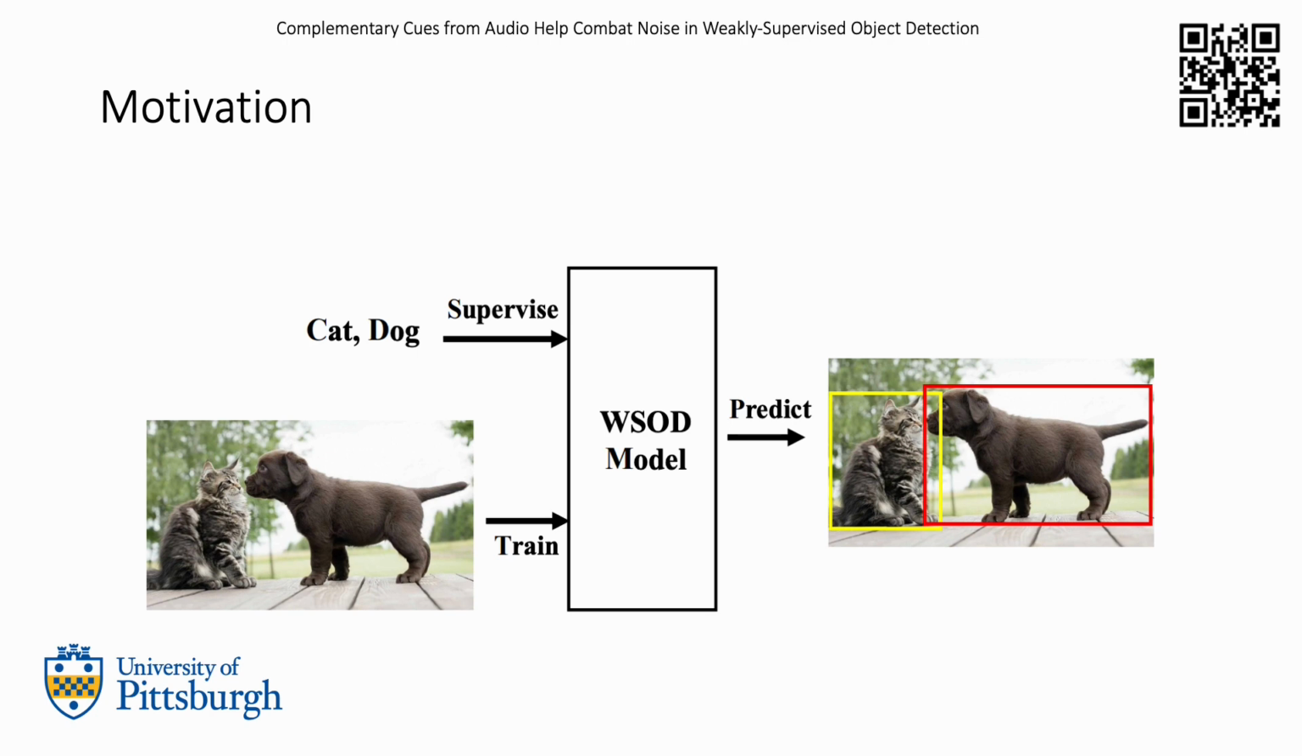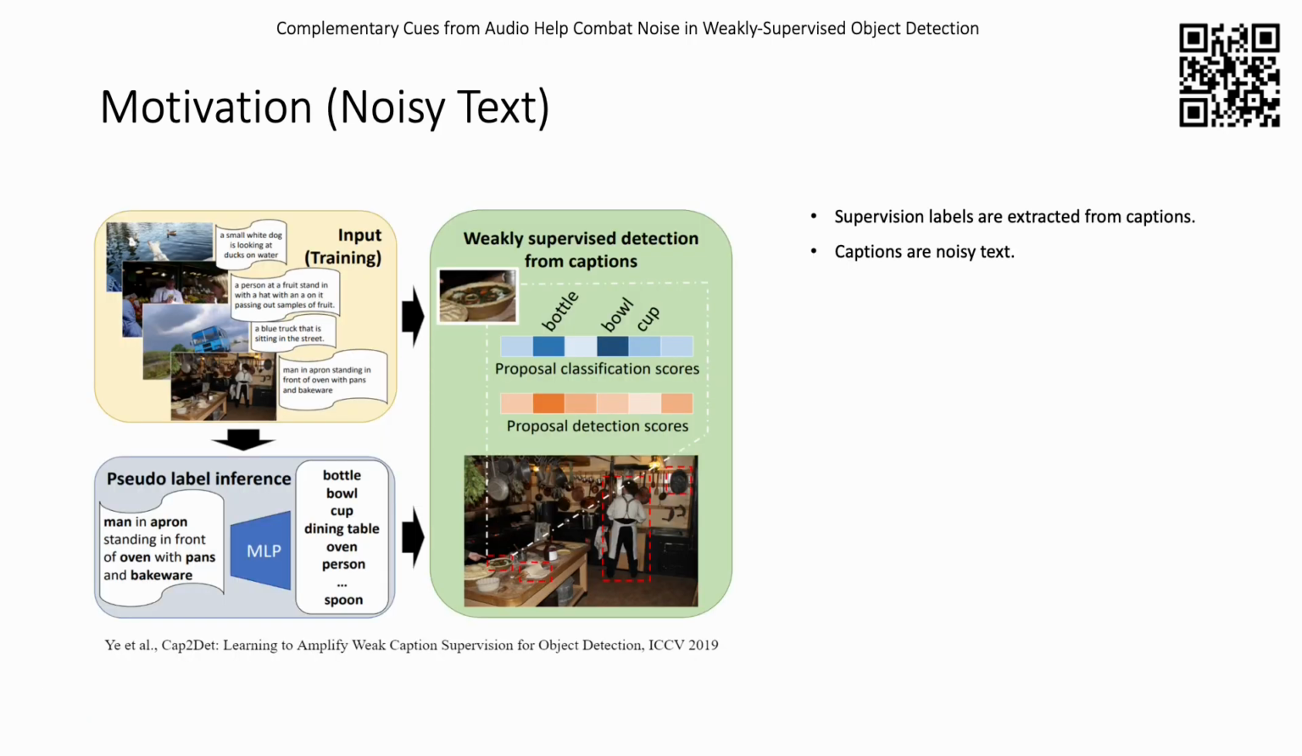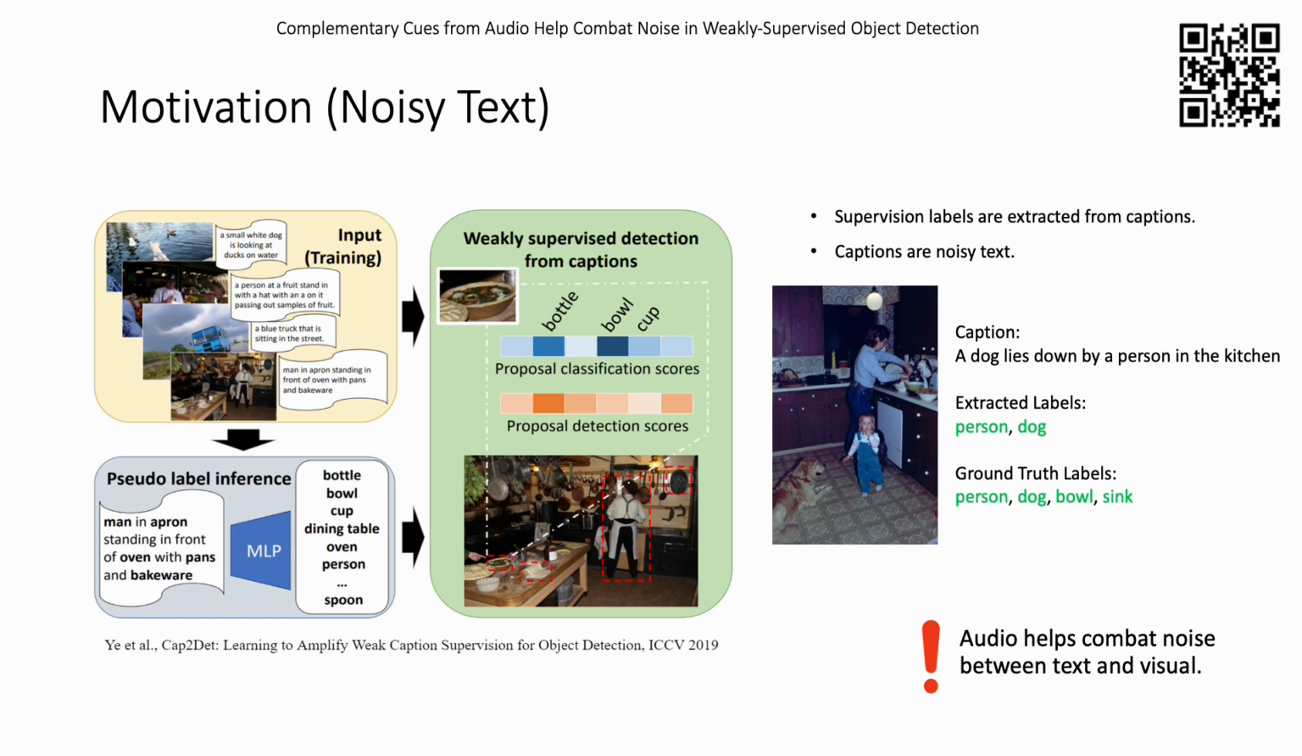To reduce this expensive supervision, object labels are used in weakly-supervised detection. However, object labels are still expensive. This research uses captions of the images to extract labels because captions are more natural and can be found freely on social media. But there is a downside of using captions.